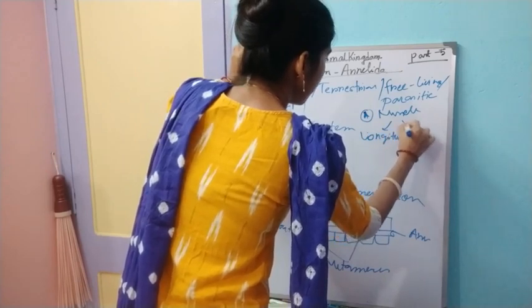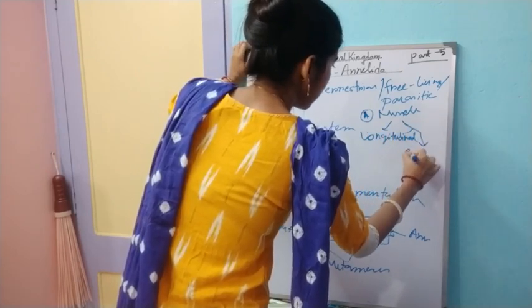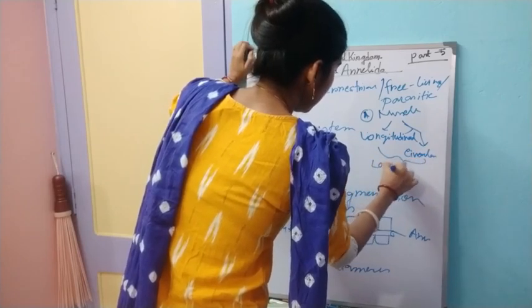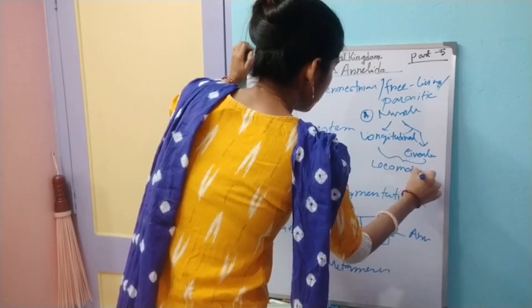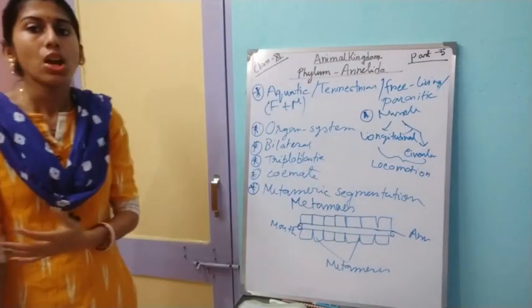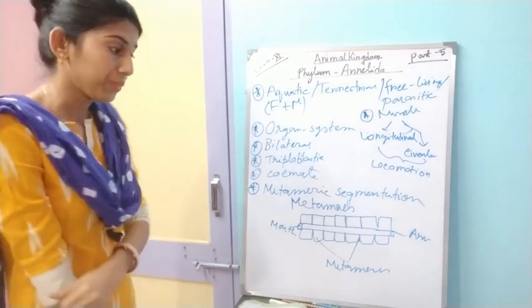Longitudinal and circular, which are helping in their locomotion. So they have longitudinal and circular muscles, which are helping in their locomotion.